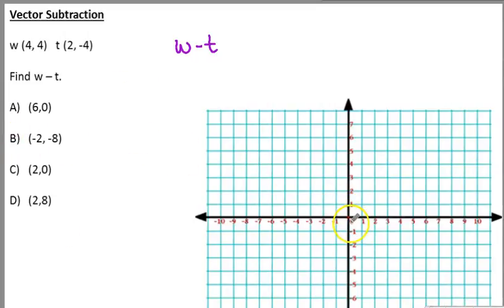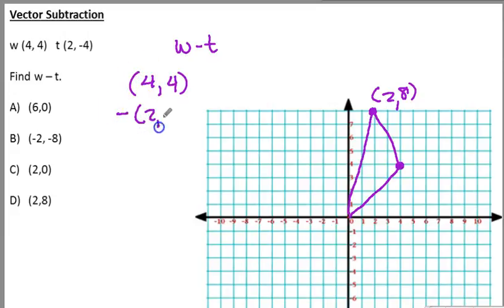If we're going to draw this out, to calculate W minus T, I would start with my first vector, 4, 4. There it is. And then I'd subtract the 2, -4. So from here, I would go left 2, because I'm subtracting and going in the opposite direction. And then instead of going down 4, I would go up 4. And end up there. That's the vector subtraction. Now I'm drawing the resultant. And so, let's see, that's 2, 8.